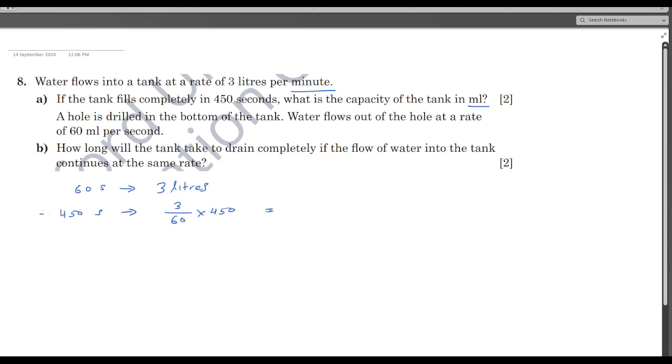So 3 divided by 60 times 450 is 22.5 liters. But we have to find it in milliliters. So to convert liters to milliliters, we multiply by 1000, so it is 22,500 milliliters.